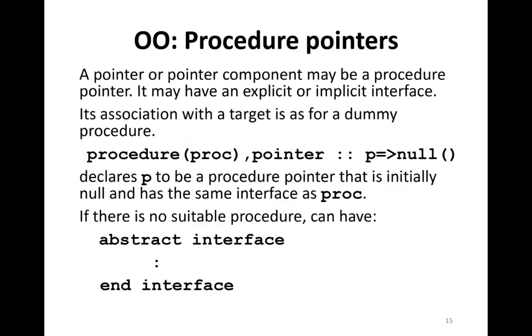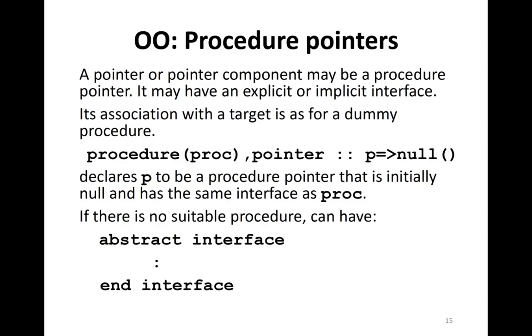Object orientation. I've been brought up on procedures, so I don't find object orientation very natural. But this was something that a lot of people like, and it was felt essential if Fortran was to be modern that it included object orientation. So the most simple thing is you can have procedure pointers. So pointers were only for objects in Fortran 90 and 95, but they now become procedures as well. So here I'm declaring a procedure pointer. It has an interface as the procedure proc. So it has the same interface as that, so it can point to any procedure that has the same interface.